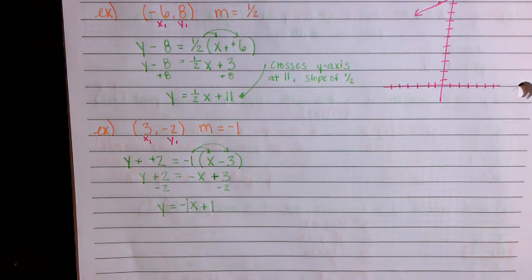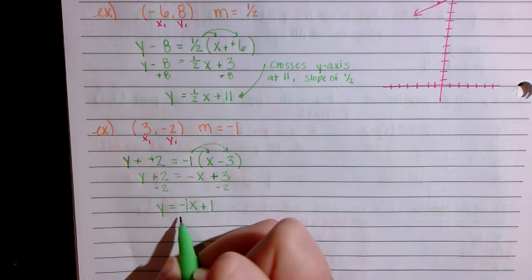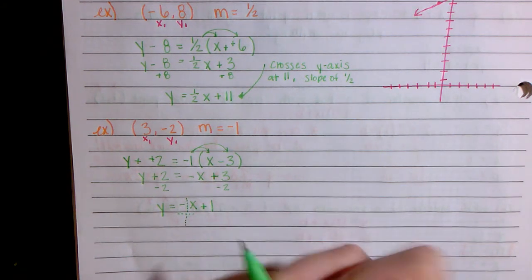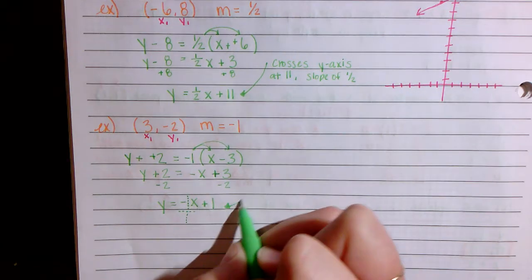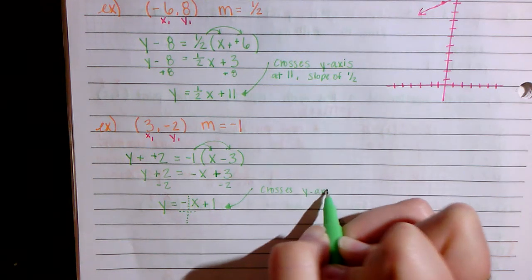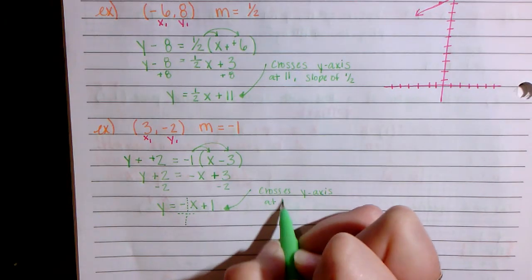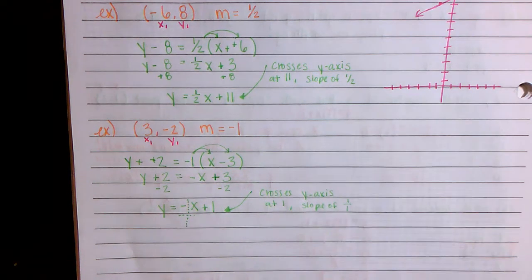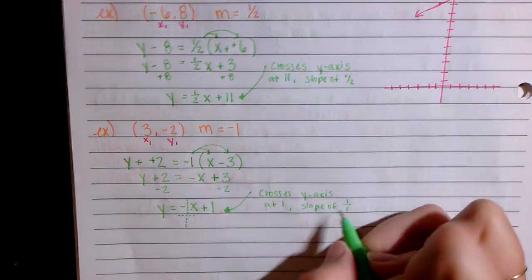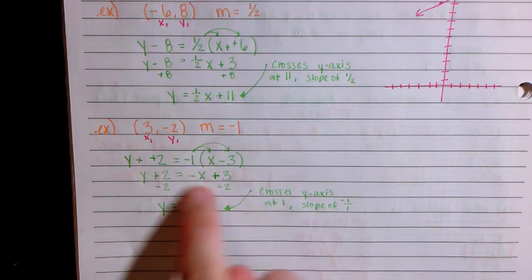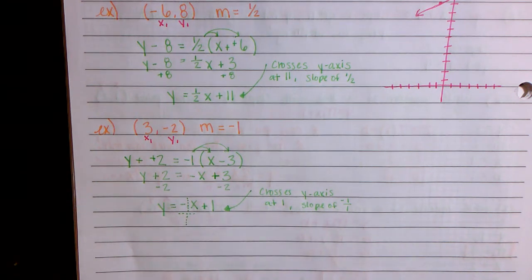And then, how do you make any whole number a fraction? We put it over a 1. So really, this tells me it crosses the y-axis at 1, and it has a slope of 1 over 1. That's it. I'm sorry, negative 1 over 1. Let's not forget our negative sign. And so I can see all the important information from this final slope-intercept form that we got down here below.